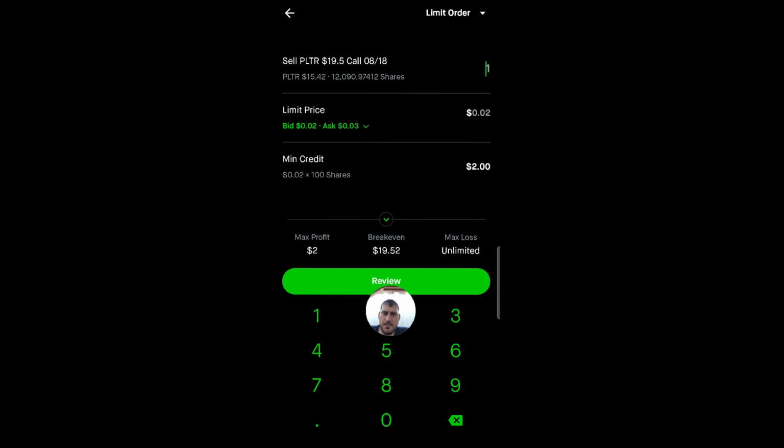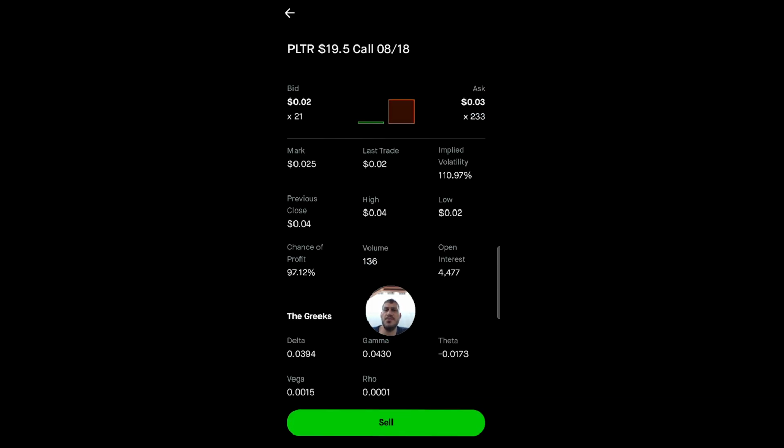One more thing. If you do this for an expiration, and my expiration is going to be 8/18, if the price of Palantir does not hit $19.50, I don't have to sell it, and I collect the premium. I don't got to do anything. If the price of Palantir hits $19.50, all I got to do is sell my shares at the strike price. So whenever you're selling covered calls, make sure to sell it at a price that you're comfortable selling.